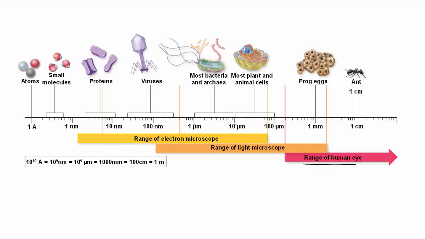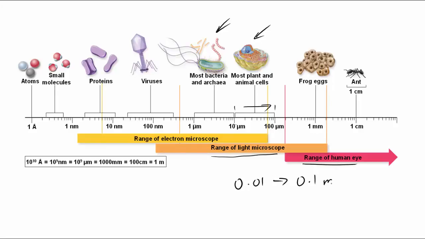In biology, you'll mainly be looking at plant and animal cells as well as bacteria cells. Plant and animal cells are typically between 10 and 100 microns in size. So if you remember your conversions, that's between 0.01 millimeters to 0.1 millimeters in size.